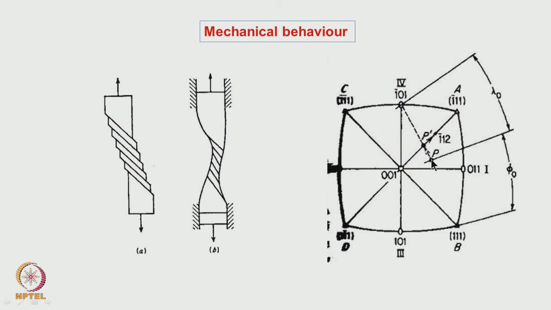P is the loading direction, for which the 111 is the slip plane, and 1 bar 01 is the direction in which the slip occurs, which has got the maximum Schmidt factor. This is the one which gets activated. But as the sample is being held rigidly, there is a rotation which takes place, because of which it will try to move and reach this point.